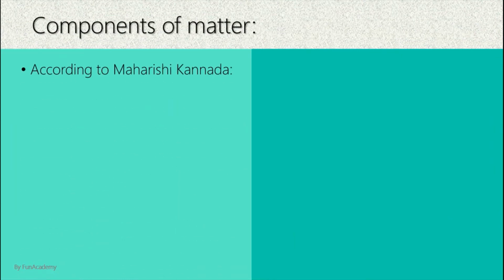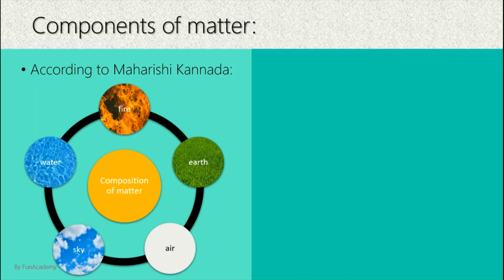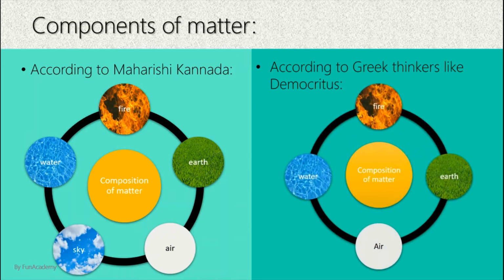So the components of matter. According to Indian philosophers such as Maharishi Kannada, all kinds of matter are made up of 5 elements: sky, air, fire, water and earth. While Greek philosophers such as Democritus thought that matter is made up of fire, water, air and earth.